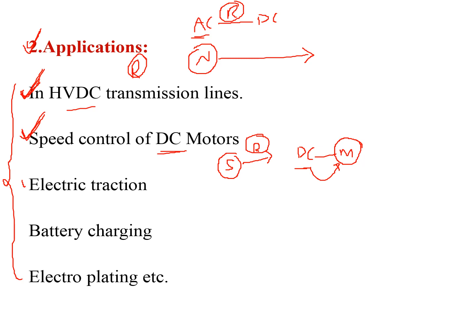Coming to the third one, that is electric traction, that is, in railways also we use rectifiers. Next one is battery charging. Batteries can store DC voltages, but the supply is AC. So if you want to charge the batteries, we need to convert AC to DC. Then batteries can store the DC voltages. Next one is electroplating. These are the major applications of rectifiers.